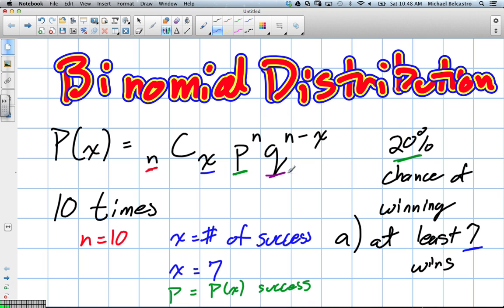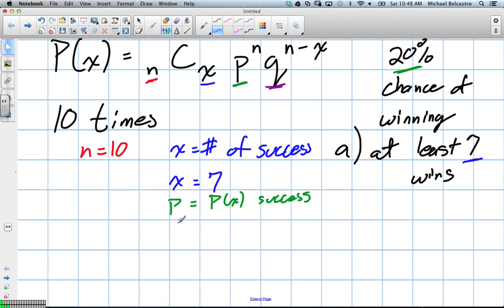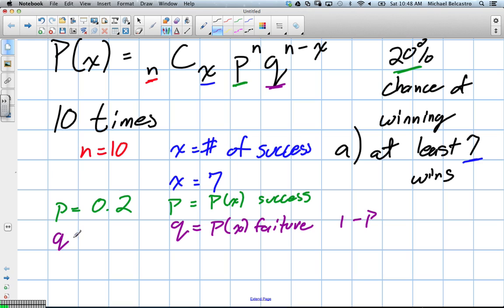And Q is actually the probability of failure, which is essentially 1 subtract P. So if P is 20% or 0.2, what is our probability of failure in this case? 0.8. Yeah, exactly. We just subtracted from 1. Good. So let's put this into our formula here.